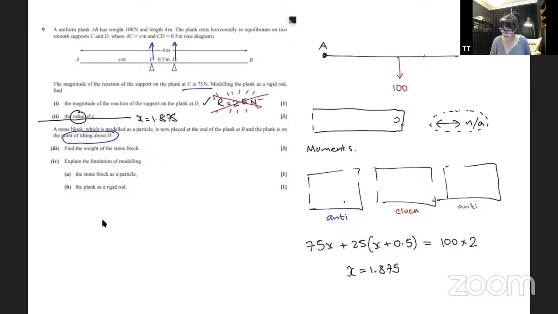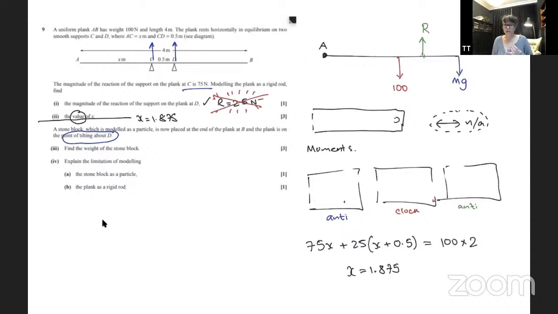No reaction at C, just a reaction at D, a different reaction. So be careful, not the same reaction. Okay, what else is going on? We've got a block on the end, but we don't know how much it weighs. It's right on the end. There it is.